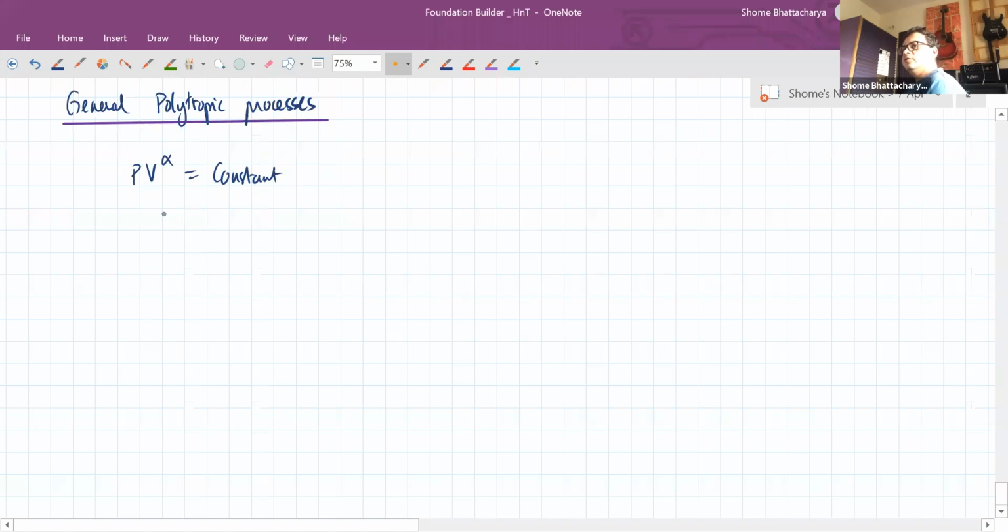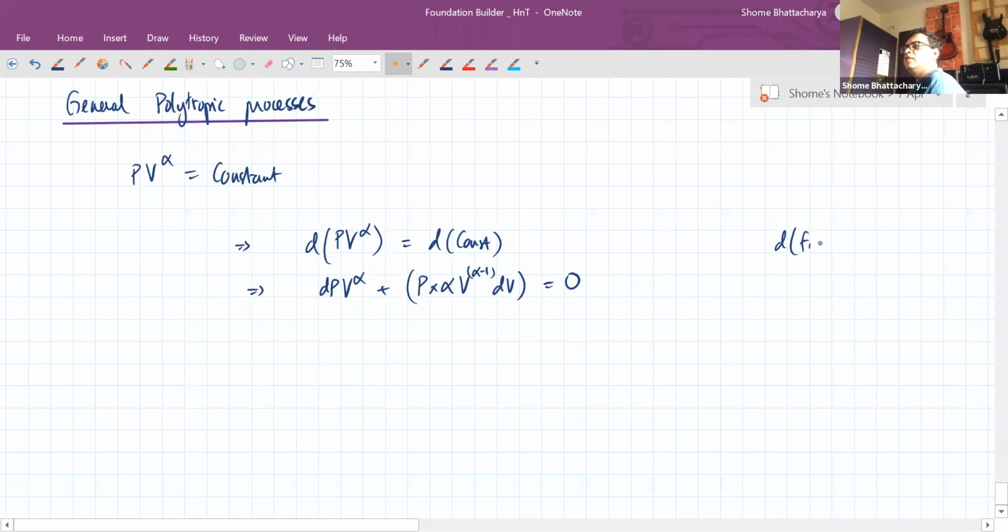So from this we can see that if you differentiate both sides of the equation, then a small change in the quantity PV to the power alpha should be a change in the quantity which is constant on the other side. So dP into V to the power alpha plus V into alpha V to the power alpha minus 1 dV should be equal to 0. Here we are using the product rule. Differentiation of F1 into F2 is equal to F1's differentiation into F2 plus F1 into F2's differentiation. So this concept we are using over here.